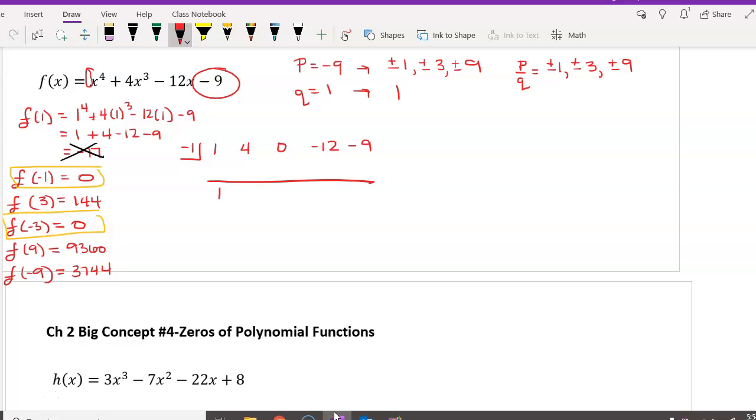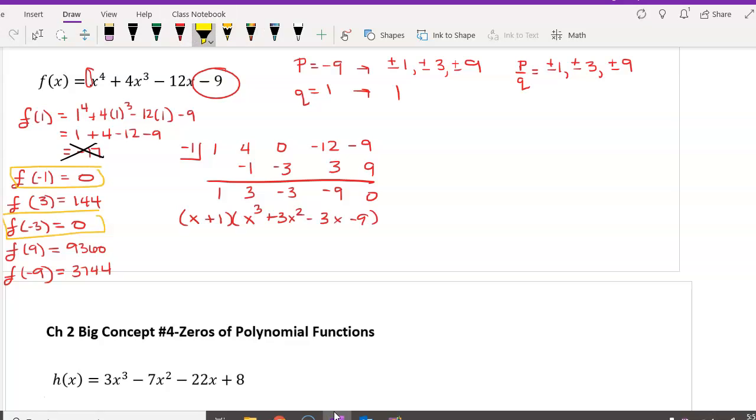Negative 1 times 1 is negative 1. 4 plus negative 1 is 3. Negative 1 times 3 is negative 3. 0 plus negative 3 is negative 3. Negative 1 times negative 3 is a positive 3. Negative 12 plus 3 is negative 9. Gets us that positive 9 and 0. So now we know that it's x plus 1 times x cubed plus 3x squared minus 3x minus 9.